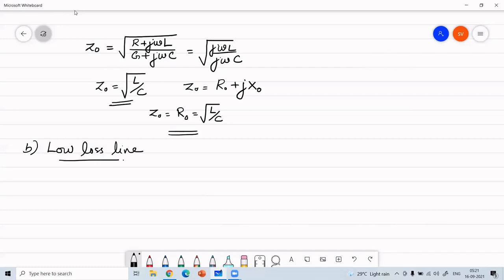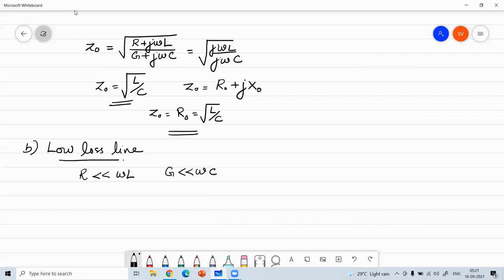So the elements causing the loss should be small, so that we will write the resistance R should be very, very small as compared to omega L, and the conductance G should be very, very small as compared to omega C.